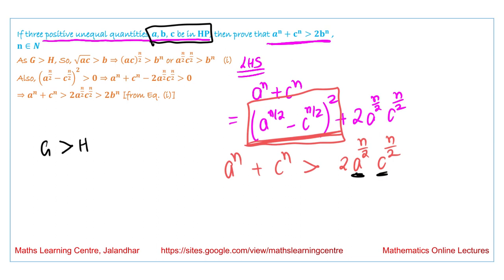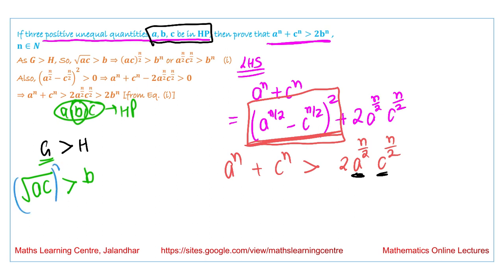So a, b, c are the three numbers. If we are talking about the numbers a, b and c, then we are writing the geometric mean between a and these two numbers. It is the square root of a c, and it is greater than the harmonic mean. These three numbers are in HP, so the harmonic mean between these two is b. So it is greater than b. If we take the nth power on both sides, we obtain that a raised to the power n by 2, c raised to the power n by 2 is greater than b raised to the power n.